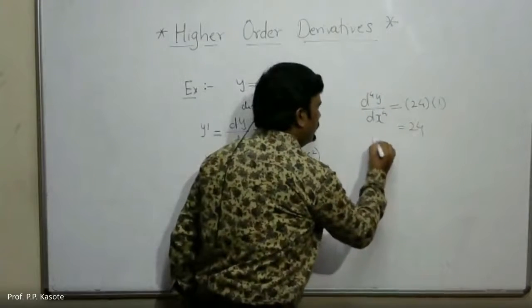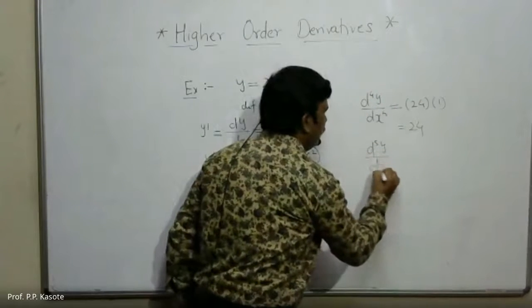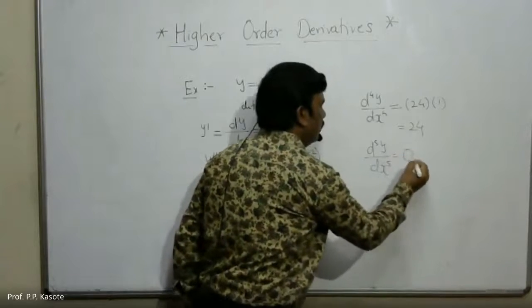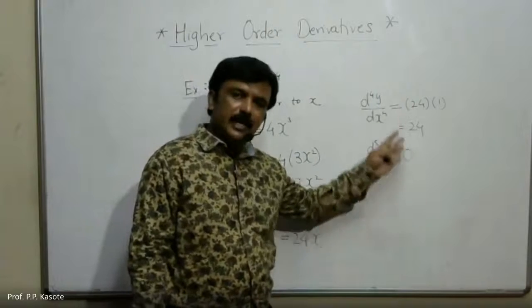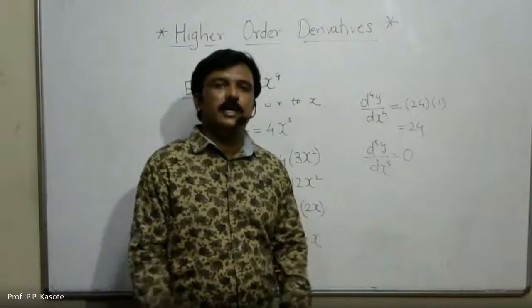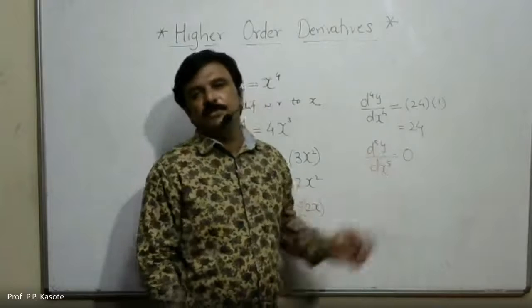Obviously the fifth order derivative will be 0, because we know the derivative of a constant is always 0. And if the fifth order derivative is 0, it means that all the further derivatives that come will be 0 only.